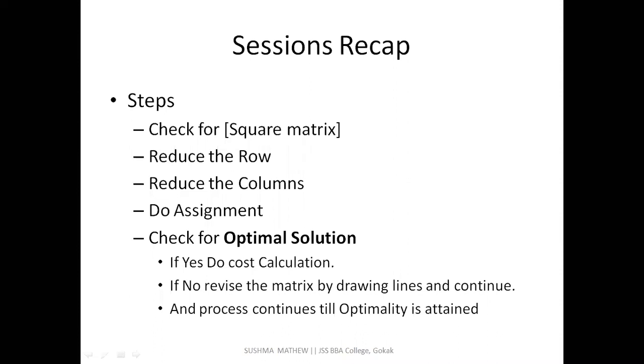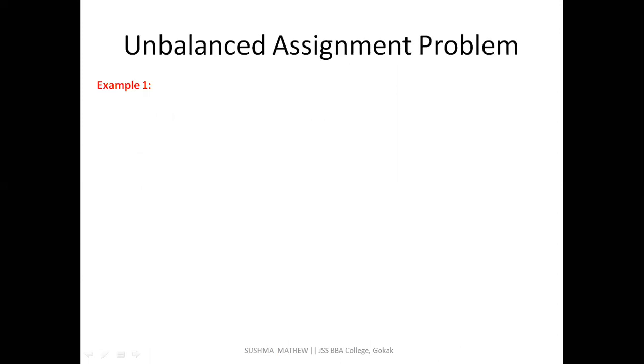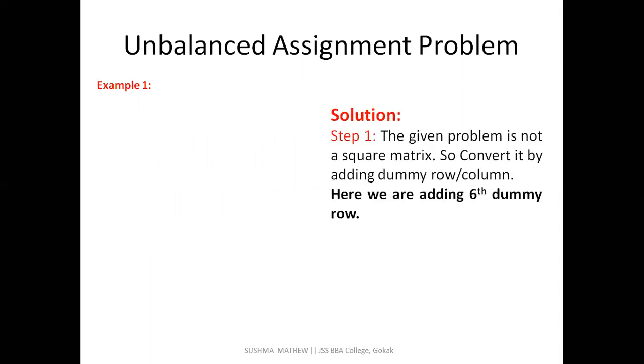Today, in the previous classes we have solved all square matrix problems. That means where the number of rows were equal to the number of columns. Today we are going to solve a problem where it is not a square matrix. That kind of problem is called unbalanced, where number of rows are not equal to columns, or number of columns are not equal to rows. Okay, so I'm taking this example now.